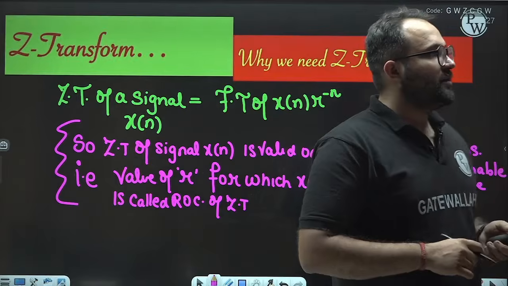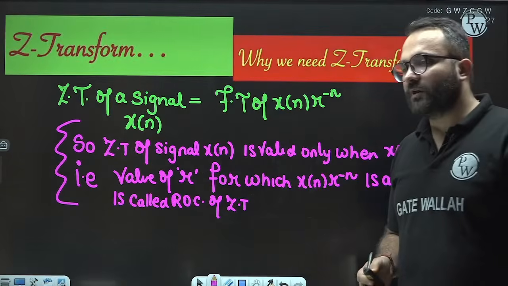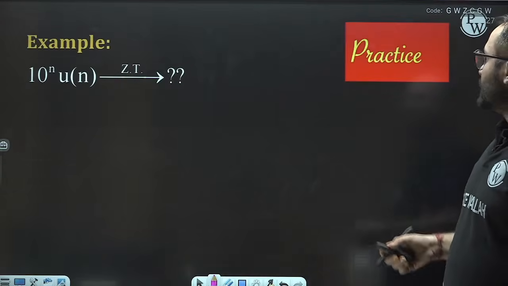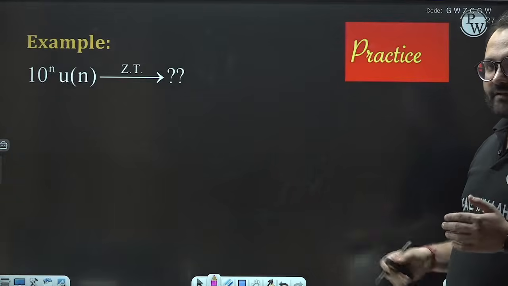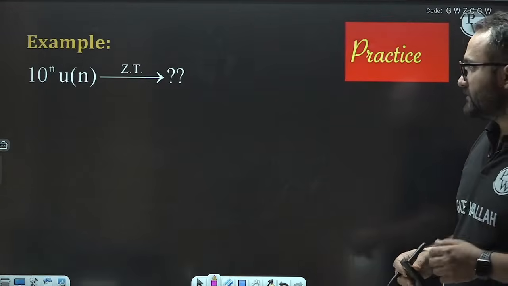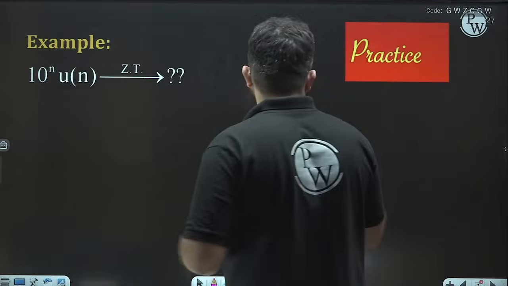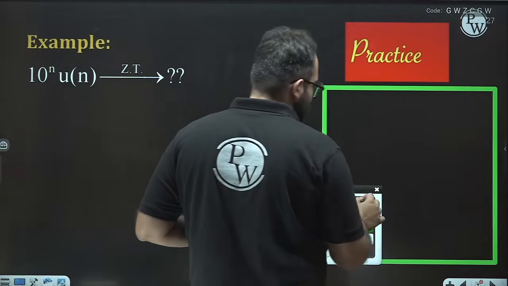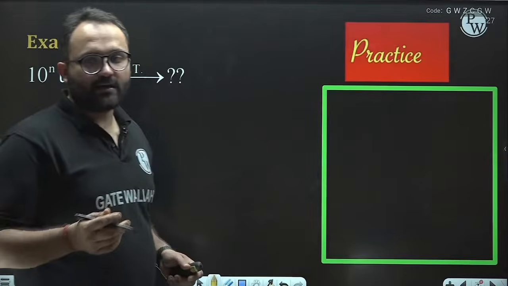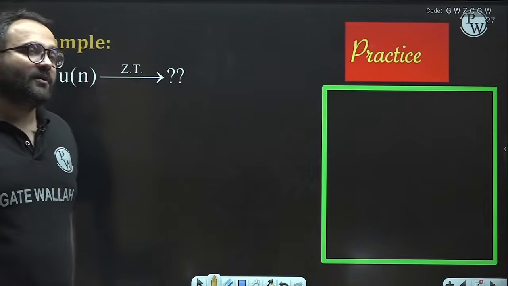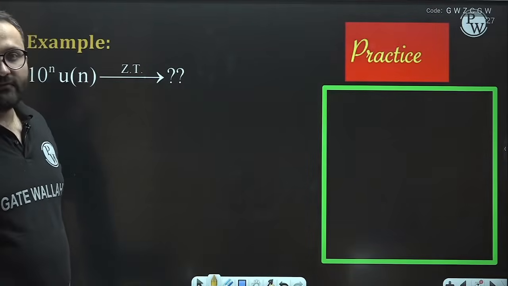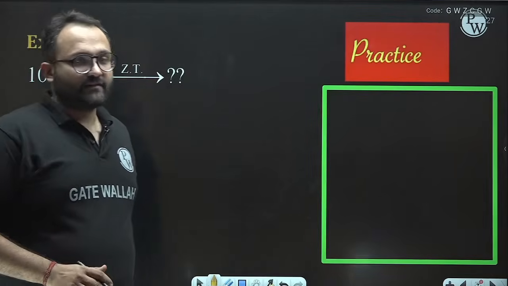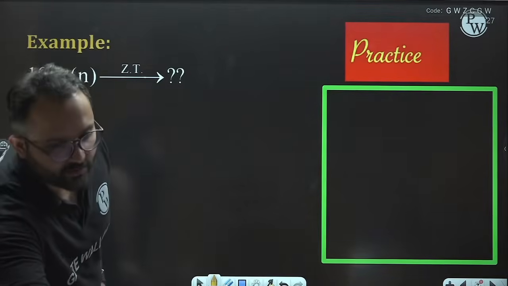Now let's move on. Let's find out the Z transform of some signals. But before moving to that, let's see one more concept, that is the concept of infinite GP summation. I hope you all remember that formula. We have seen that formula in our junior classes. Let's see that formula. It is very important.